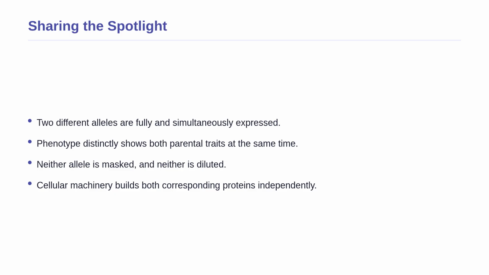Instead, it has distinct patches of pure red and pure white hair. In codominance, the traits refuse to mix. Both alleles are fully and simultaneously expressed in the offspring. Neither allele is masked or diluted. The cellular machinery reads both genetic instructions and builds both proteins independently, sharing the spotlight.